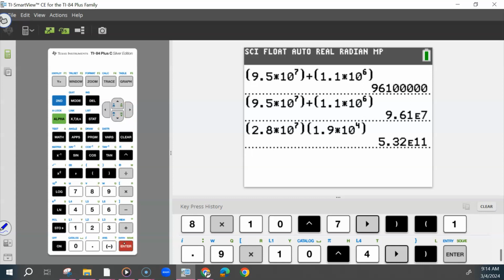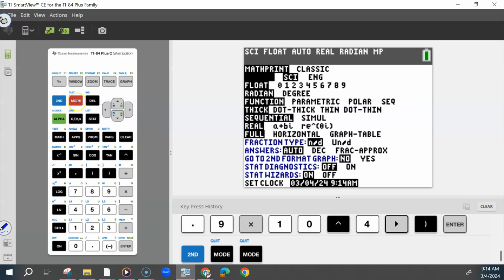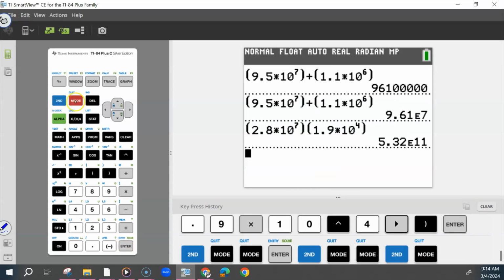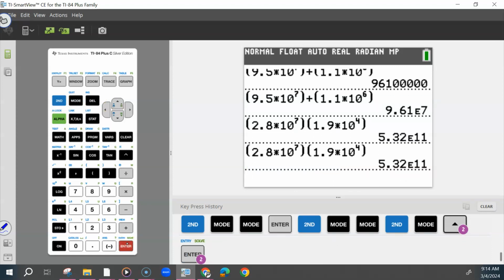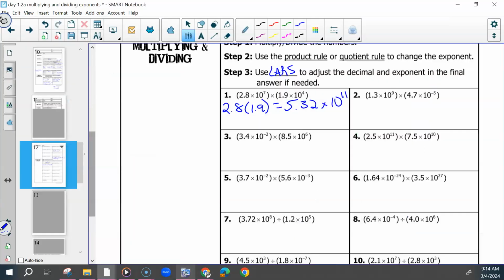In scientific notation, this number is way too big, so even if you were in normal, it would still give it to you in scientific notation because there's so many zeros. Questions on that?